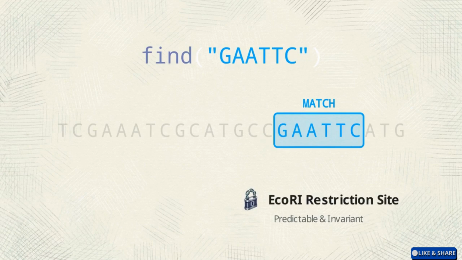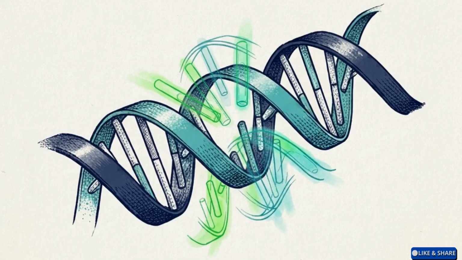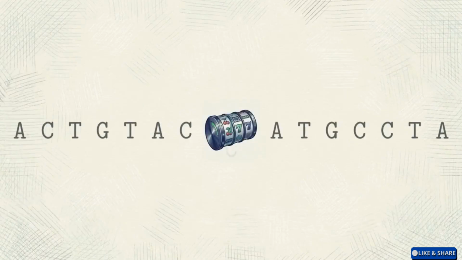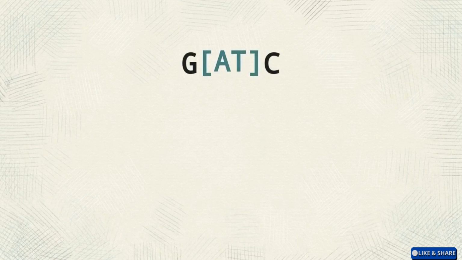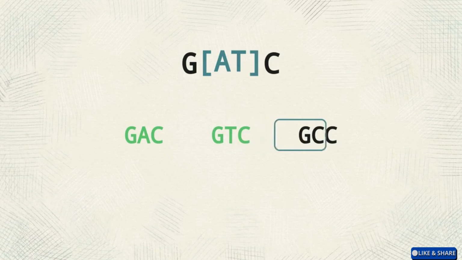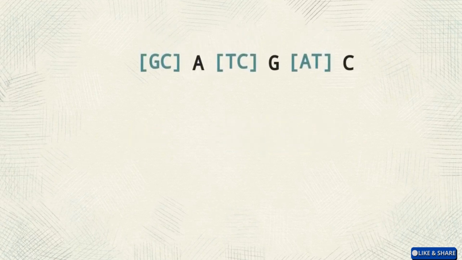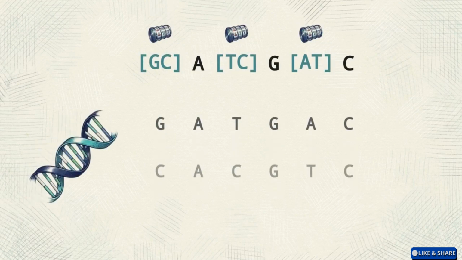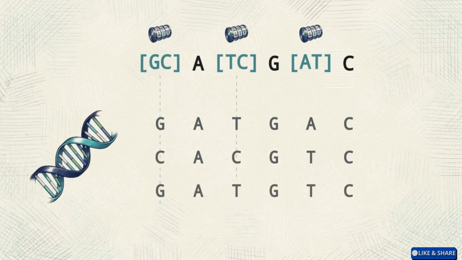The biological sequence is predictable and invariant, but most biological motifs feature degenerate nucleotides. The engine needs a way to accept multiple valid characters at a single genomic coordinate. Character classes use square brackets to achieve this. The pattern G[AT]C accepts A or T in the middle, capturing GAC and GTC, but ignoring GCC. Chaining these maps a full consensus sequence, specifying acceptable variations at each coordinate to match known biological mutations.